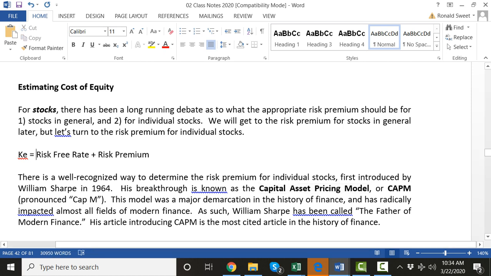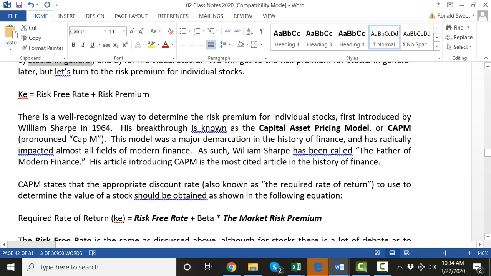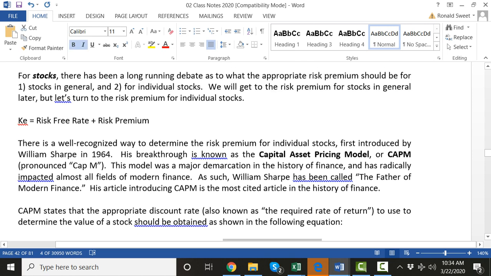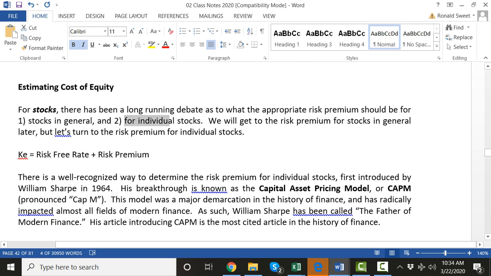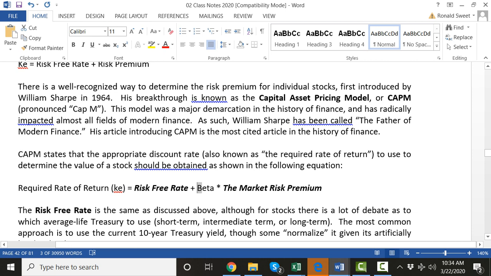The formula looks the same. What we're going to do with the capital asset pricing model is take this risk premium and split it between two pieces: a risk premium for stocks in general, which we call the market risk premium, and then an adjustment for risk for the individual stocks. And we're going to use beta to do that. You've probably heard this term before.